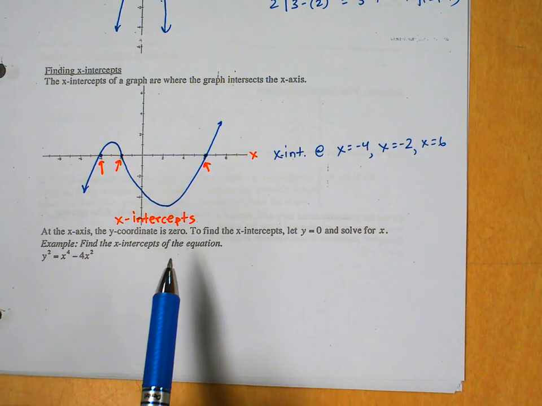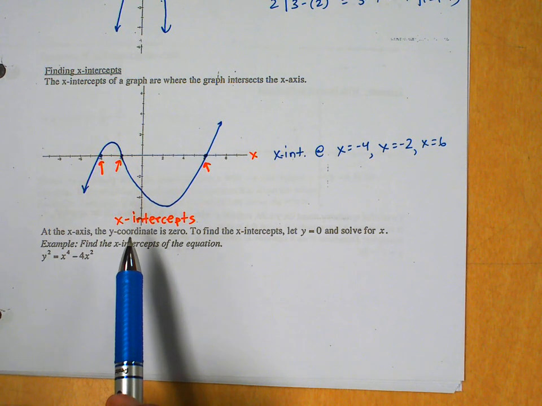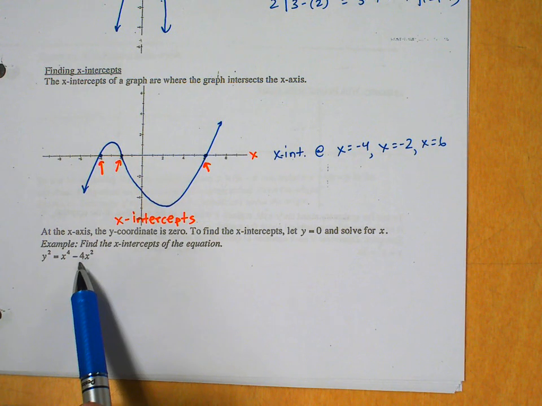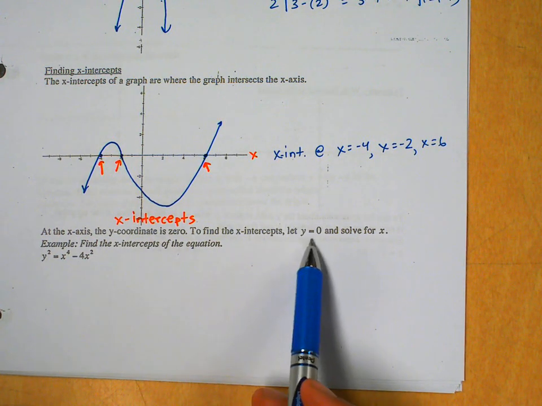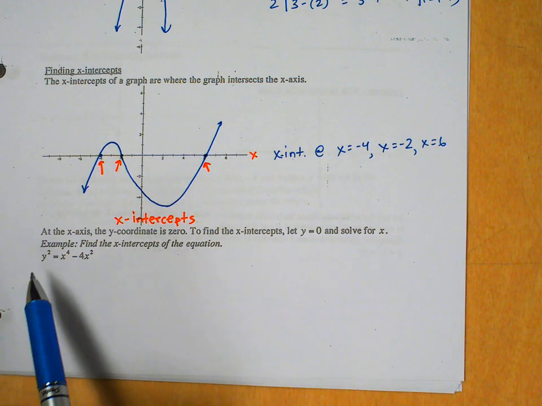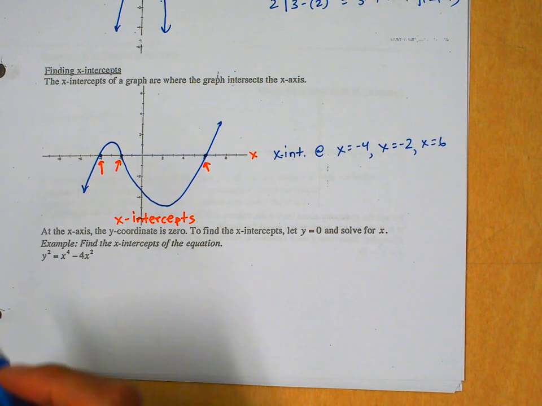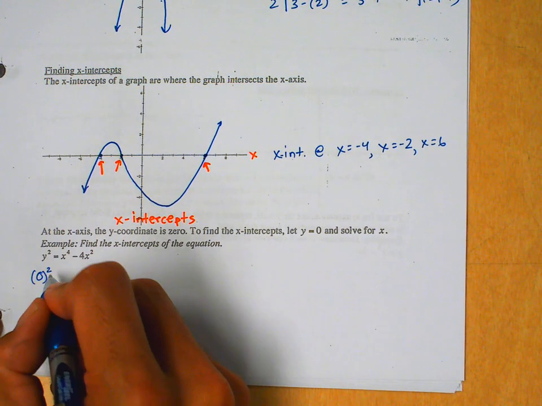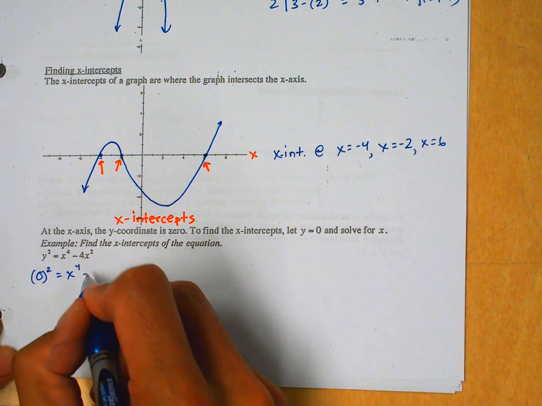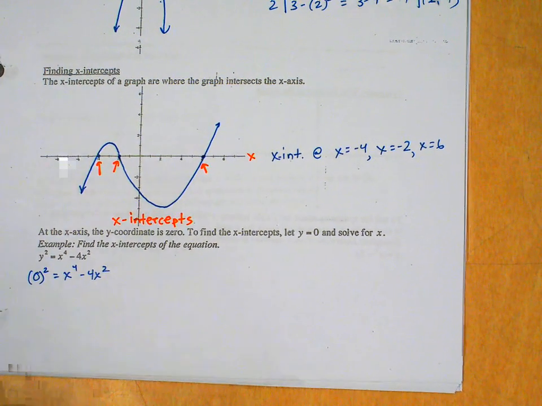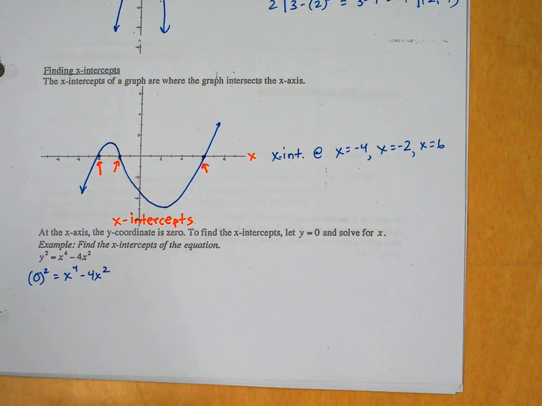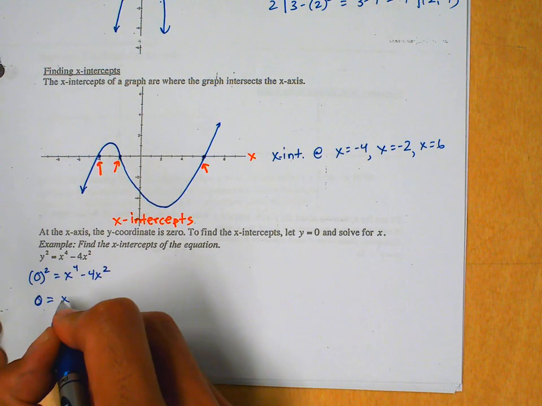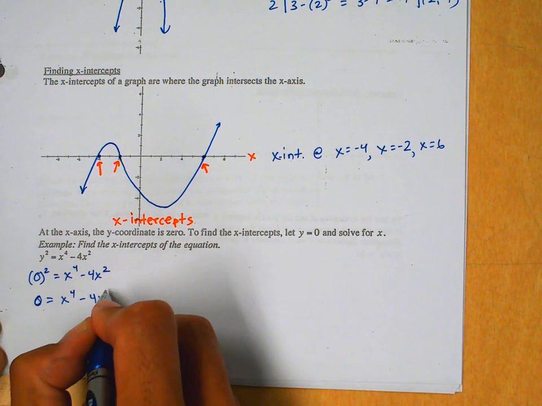Now, at the x-axis, the y-coordinate is 0. So if I'm given a function and I want to find the x-intercepts, you just set y equal to 0 and solve. And so that's exactly what I'm going to do right here. I have y squared. We just put 0 in for y. 0 squared equals x to the 4th minus 4x squared. And 0 squared is just 0, so 0 equals x to the 4th minus 4x squared.